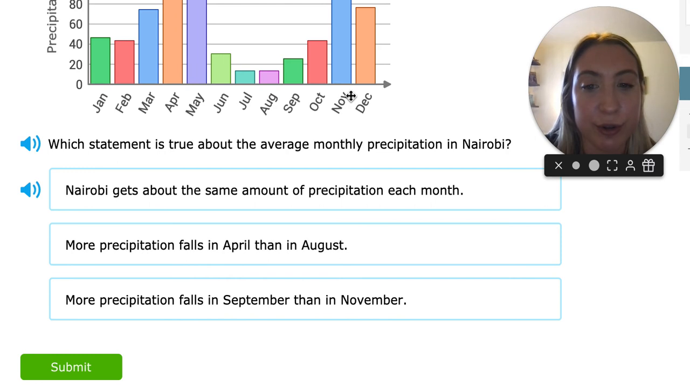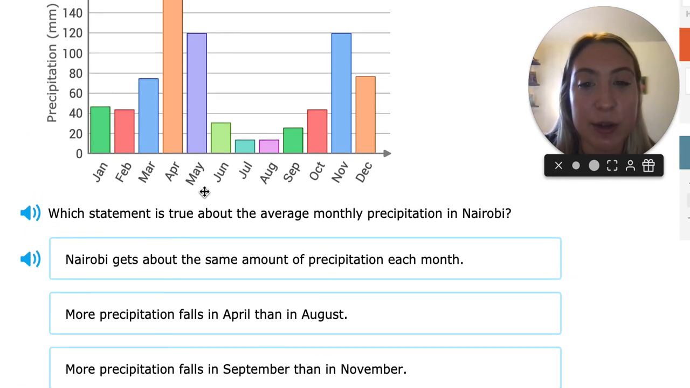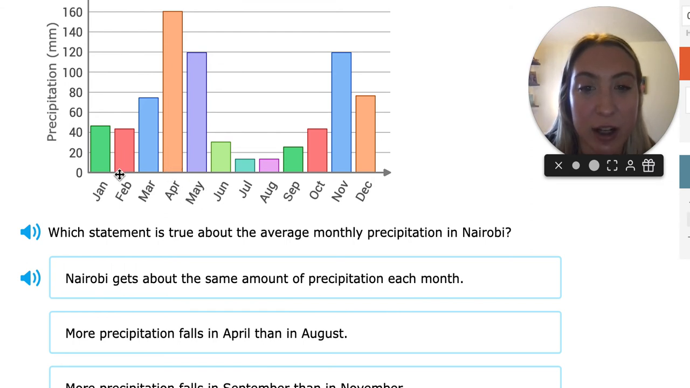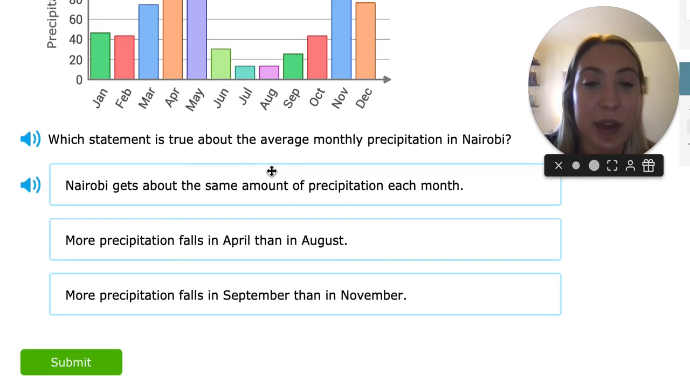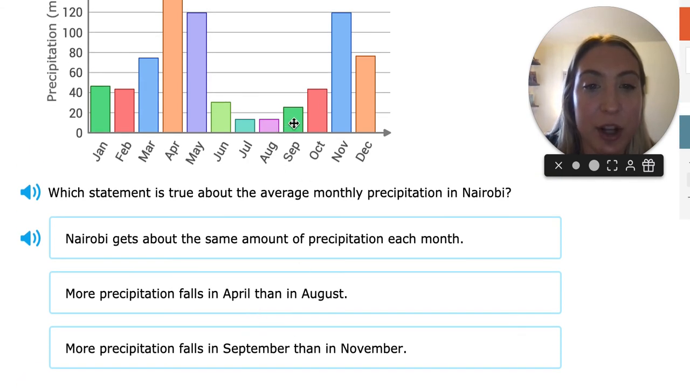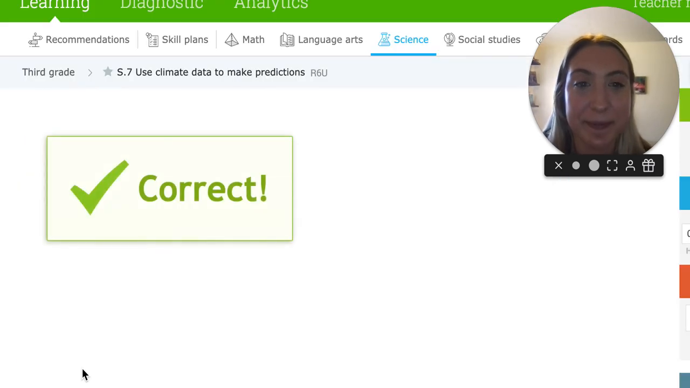So that's not true. More precipitation falls in April than in August, so the first thing we want to do is find April and August. Well, that's true. April has a lot more rain than August, so that is a true statement. But let's also check our last one just to be extra sure. More precipitation falls in September than in November. So we're going to find September. They're saying more falls in September than November. Well, that's not true because November has more rain than September. So this would be the correct one.